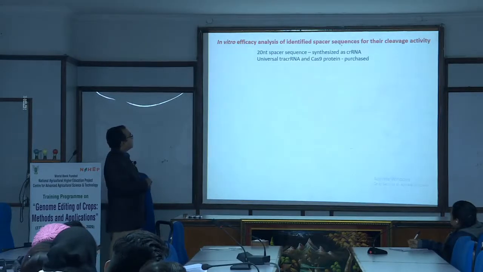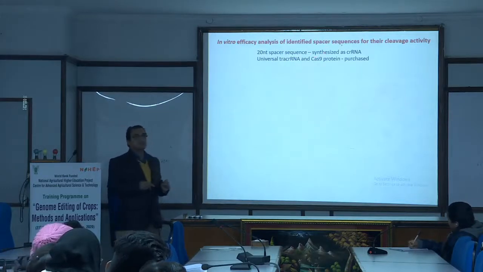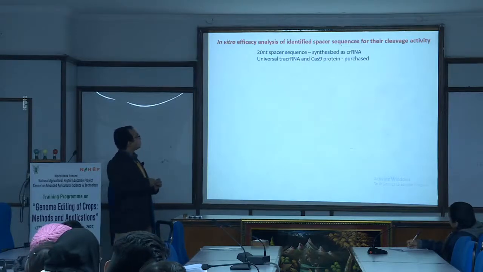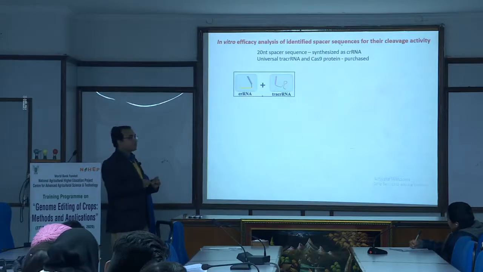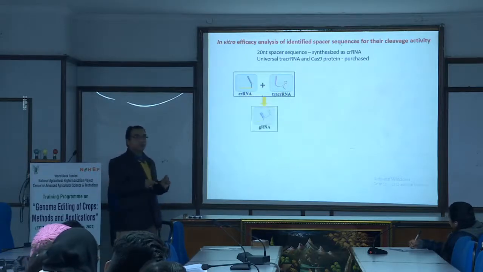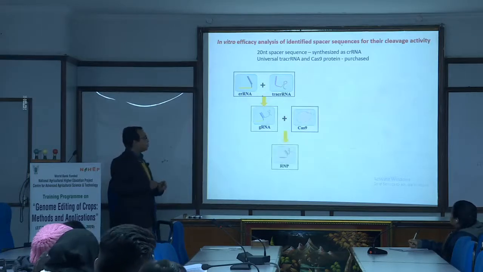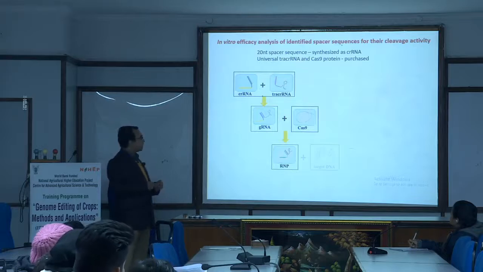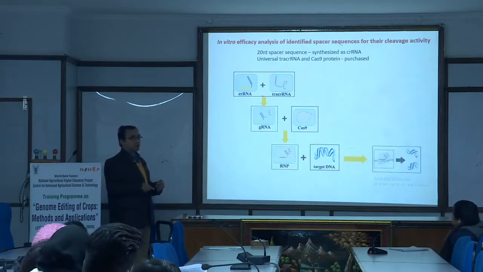Then the 20 nucleotide spacer sequences which we have chosen and identified were synthesized as CRISPR RNA through Integrated DNA Technologies, and universal tracer RNA and Cas9 protein were also purchased. So, CRISPR RNA and tracer RNA were joined together to form gRNA. We have done this practical. Then this was added with Cas9, which will produce an RNP complex, and then we add the target DNA, which will cut our target DNA into 2 to see whether it is cutting.